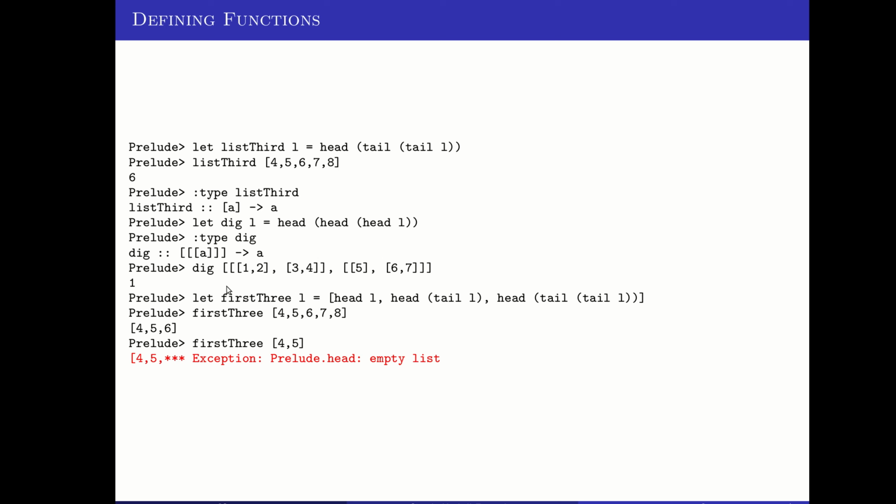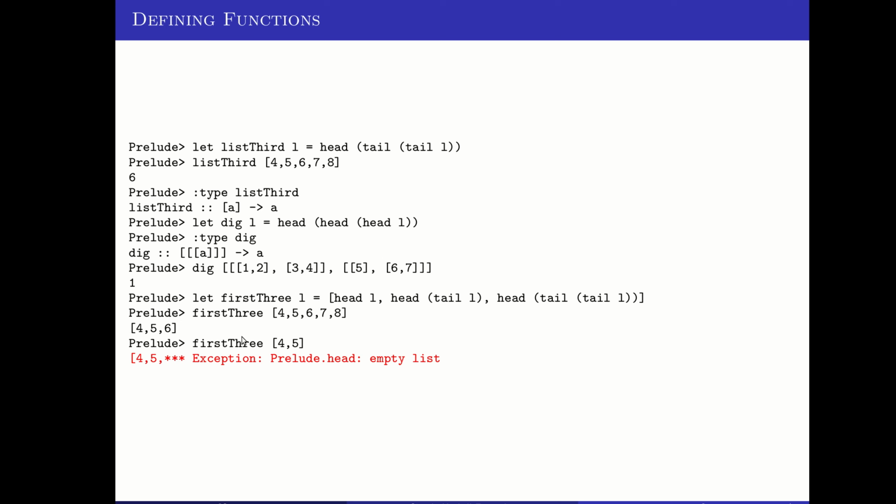Here is a function called first3 that takes a list. It will get the head of the list, the head of the tail of the list, also known as index 1, and the head of the tail of the tail of the list, similar to what we did up here, which would be index 2. And so if we give it 4, 5, 6, 7, 8 as a list, it will give us 4, 5, 6 as a result.